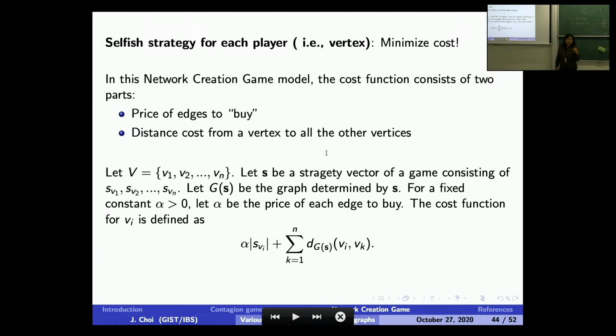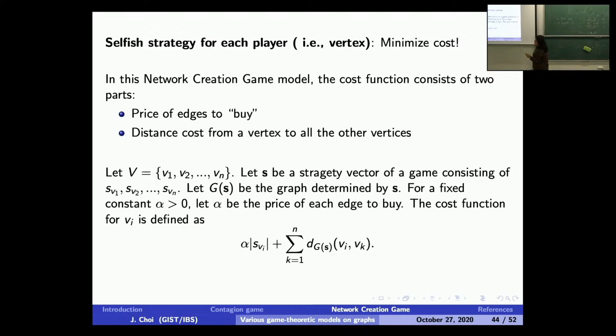So for each vertex, the cost is determined by once a vertex determines some of its neighbors to buy or to pay, then the size of the neighbors times alpha. Alpha is the cost per edge, plus the sum of these distances from the vertex to all the rest of them. And that's the cost for each vertex.